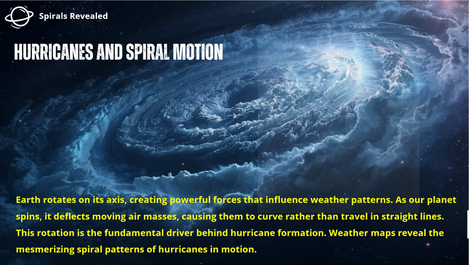Warm ocean air rises and the cooler air rushes in to replace it. Earth's spin causes this incoming air to curve, creating a rotating system. So, the rotation of the Earth causes a rotating system of the air. The faster the winds, the tighter the spiral becomes, forming the iconic hurricane shape we see from space.